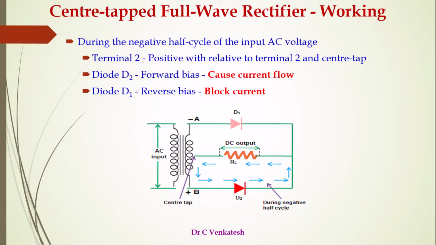During the negative half cycle, terminal 2, that is the B terminal, is positive with respect to the center tap. D2 is forward biased and causes current to flow through it. That is, D2 is a closed switch and current flows through it. During that time, the center tap to A part is negative, so diode D1 is reverse biased. It acts as an open switch and blocks the current through it.